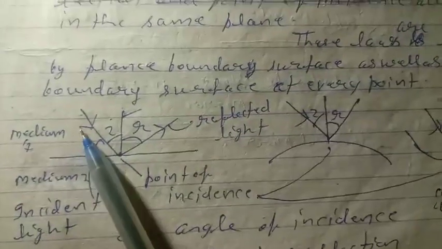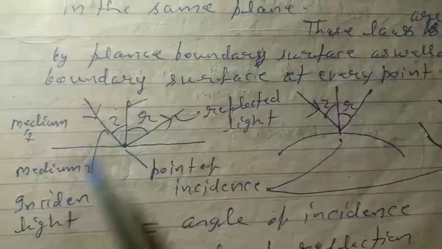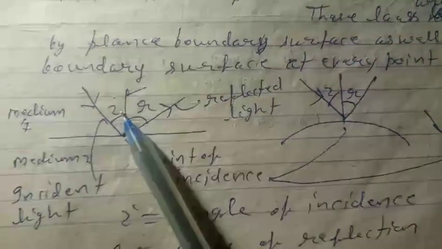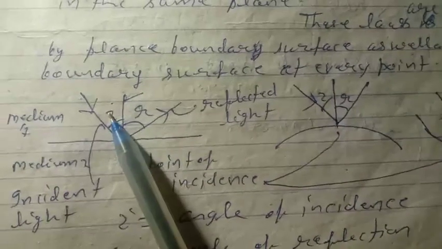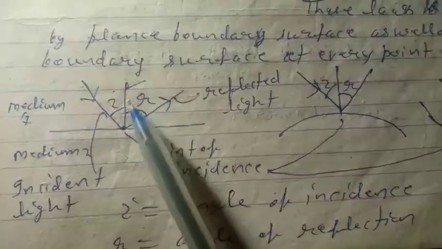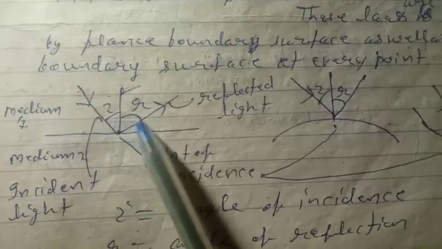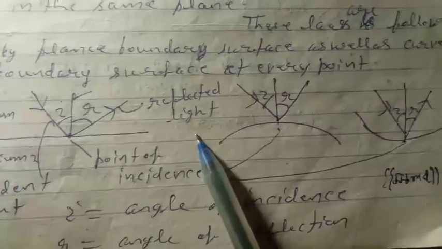The angle made by the incident ray with the normal is called the angle of incidence, and the angle made by the reflected ray with the normal is called the angle of reflection. So this is the angle of incidence, and this is the angle of reflection. The angle of incidence is represented by i, and the angle of reflection is represented by r.